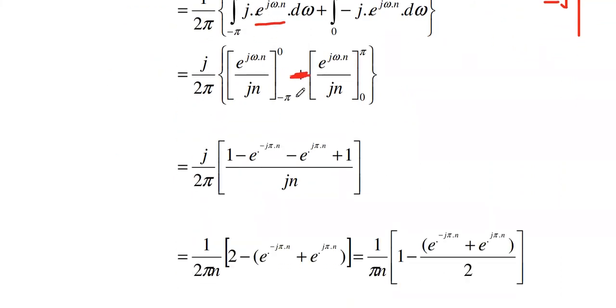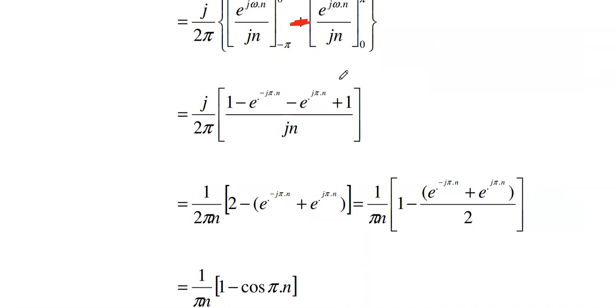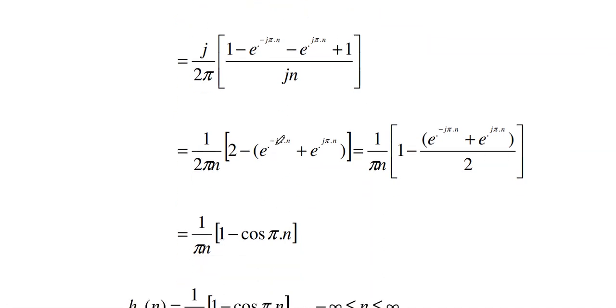Then we substitute the upper limit and lower limit. Substituting the upper limit gives e power 0, which is 1, minus of the lower limit minus pi, which gives e power minus j pi n. Then minus of the upper limit e power j pi n, then minus of minus gives plus, and substituting the lower limit gives e power 0, which is 1, divided by jn. Adding 1 plus 1 gives 2. In the second and third terms, we take minus outside, so we can write it as e power minus j pi n plus e power j pi n.